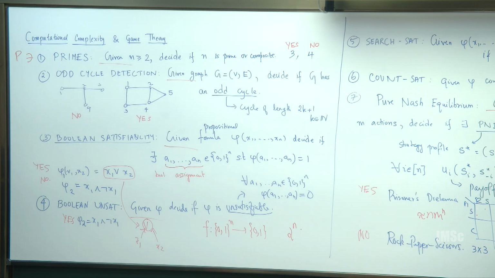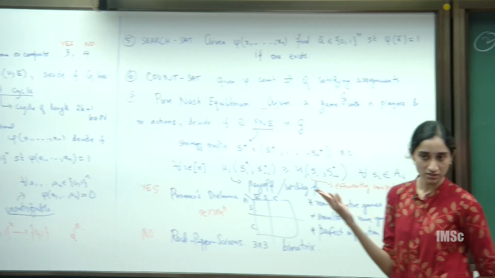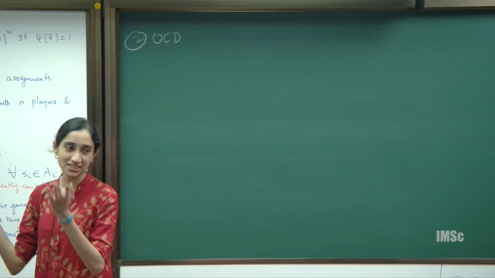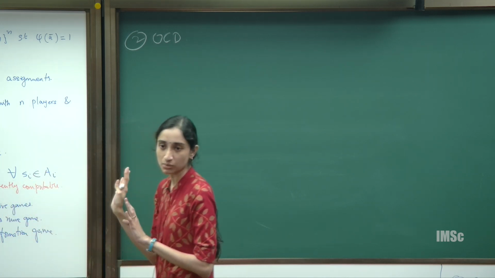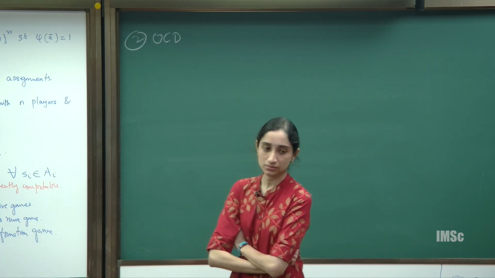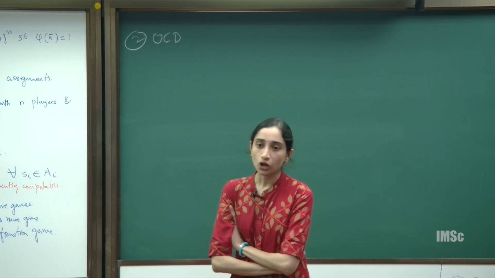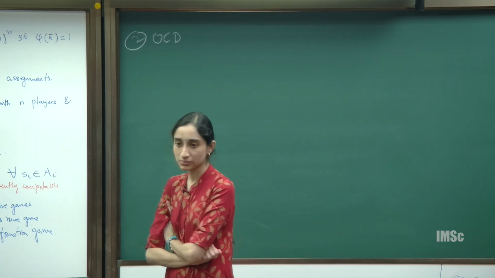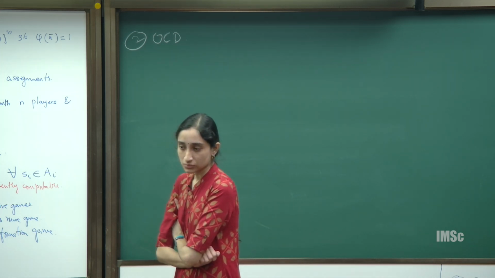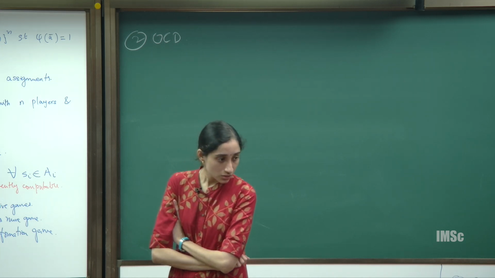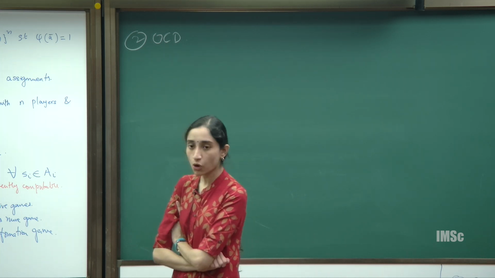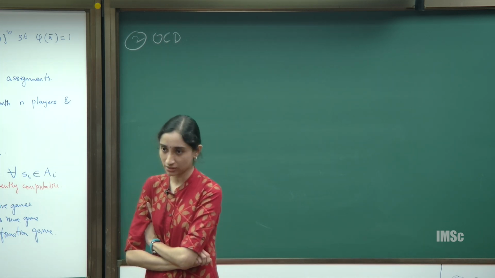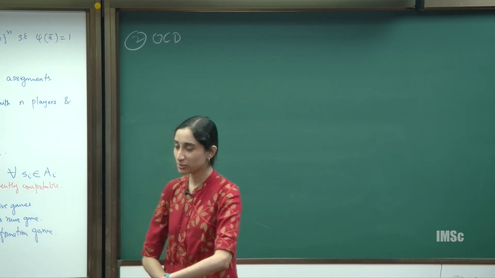So you want to check if there is a cycle of length 3, 5, 7, 9 and so on. The largest cycle that can be in the graph is n, where n is the number of vertices. Take all possible subsets of odd size, check if that forms a cycle. So what's the running time? Order 2 to the power n, so it's an exponential time algorithm. So now it's in EXP. Can you bring it to P?